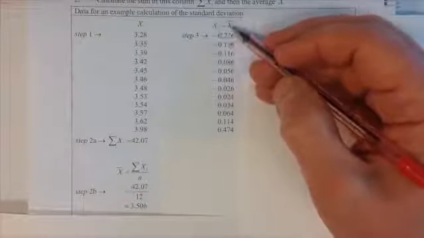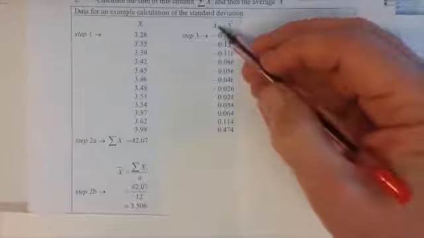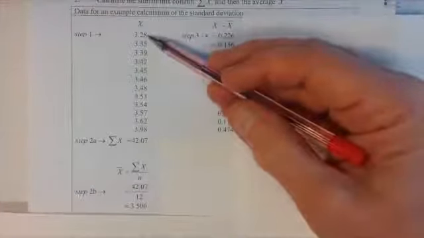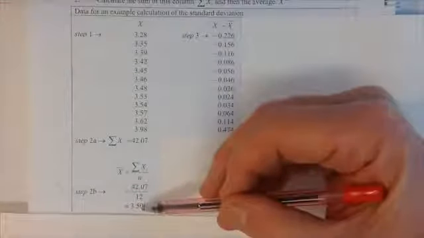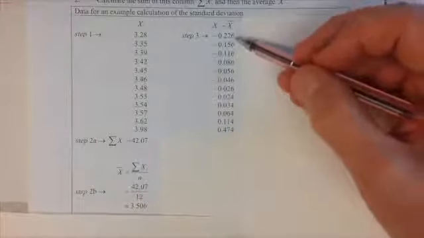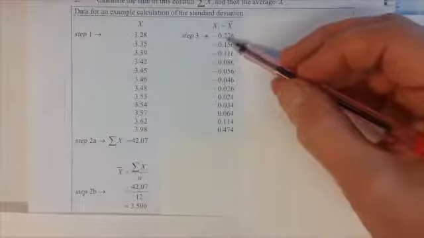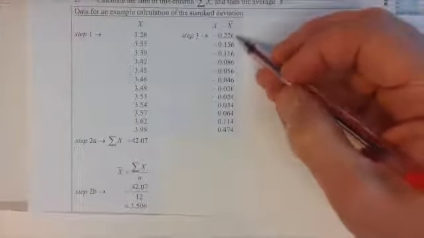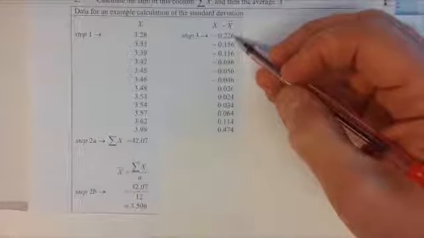So this is called the deviation from the mean, the xi minus x bar. Each individual value minus the average value. And of course, if it's smaller than the average value, 3.28 is smaller than 3.506, it's a negative number, meaning 3.28 is 0.226 below the average value.